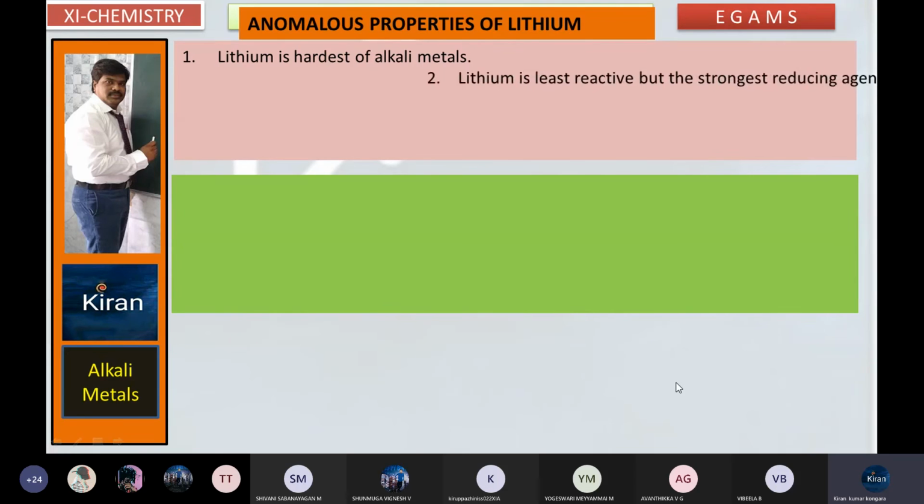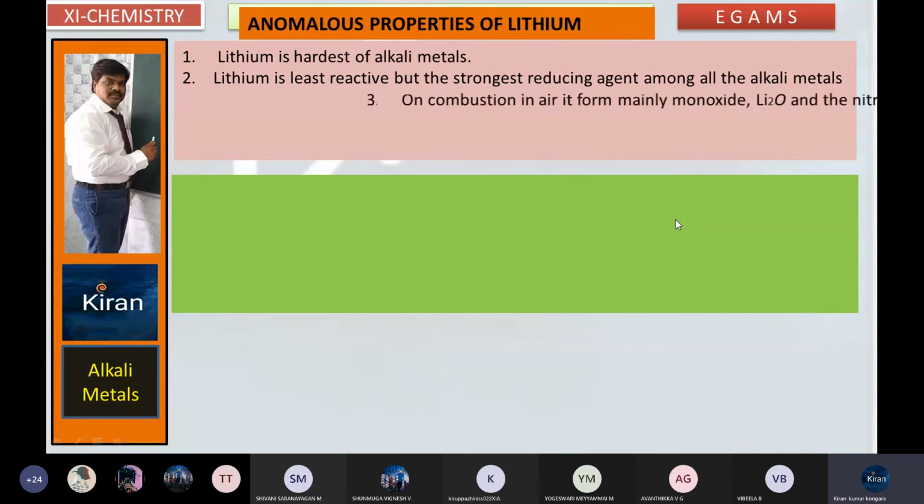Lithium is least reactive but the strongest reducing agent among all the alkali metals. Because of the reason I told you, highest hydration energy and high electrode potential, lithium always acts as the strongest reducing agent.